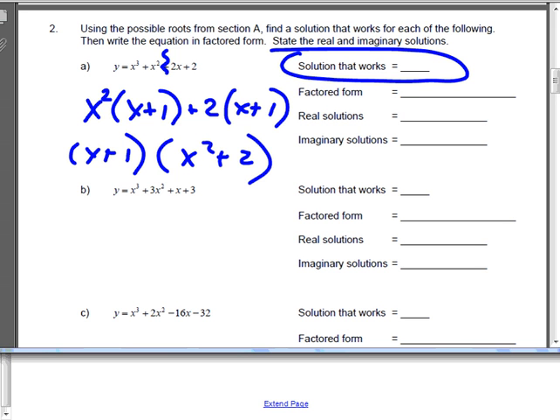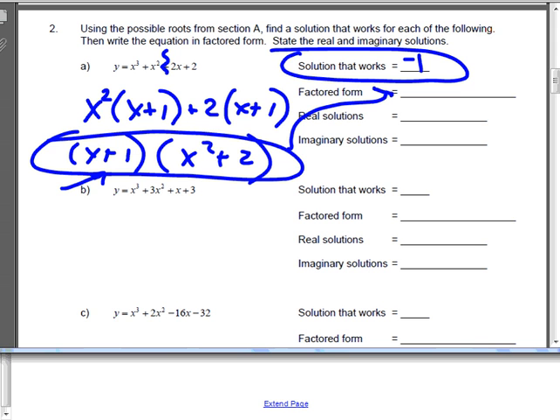Solution that works: -1. Right there, see? -1. And what is the factored form? That's this. It'll be fine with me if you just draw an arrow to it. The real solution is the same as the solution that worked. What is it? -1. And then the imaginary is this.